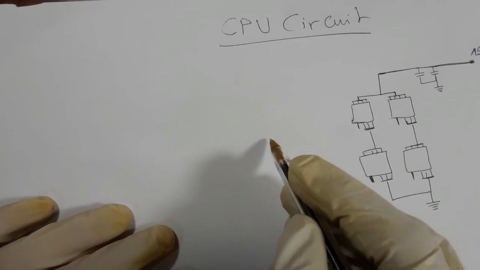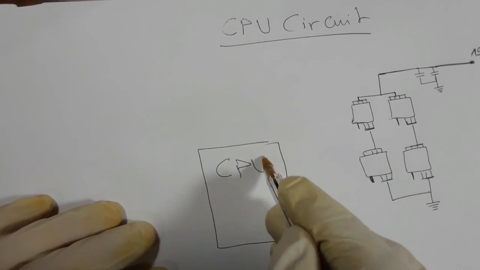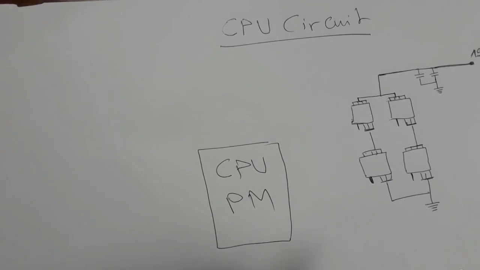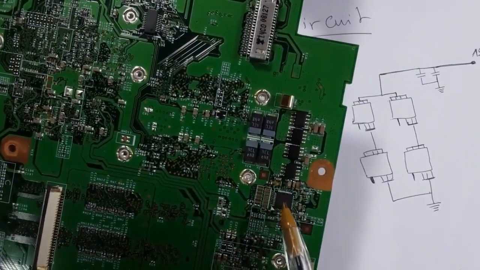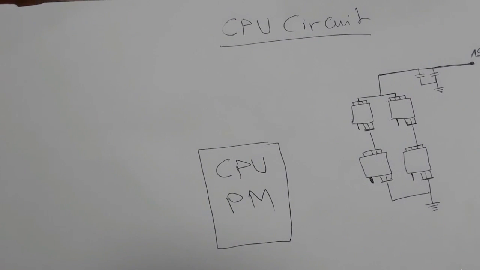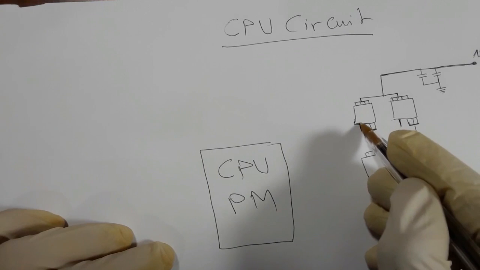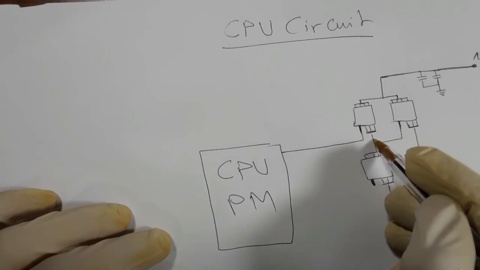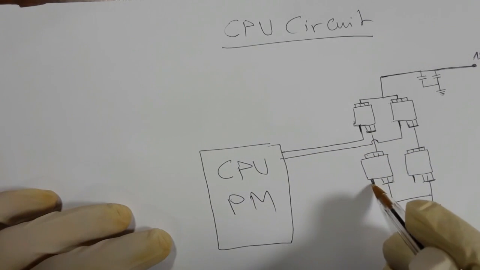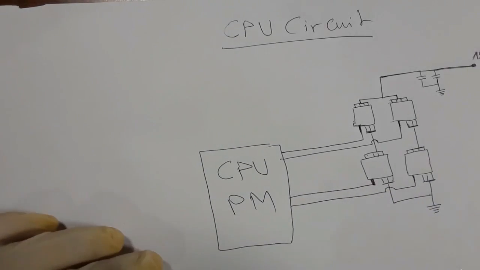So here we have the power management. As you can see, this is the CPU power management. I mean this IC. So here we have, as you can see, 4 gates. So this gate will go directly to the power management. Also this gate, as you can see, also this, and also this gate. Here we have the power management.